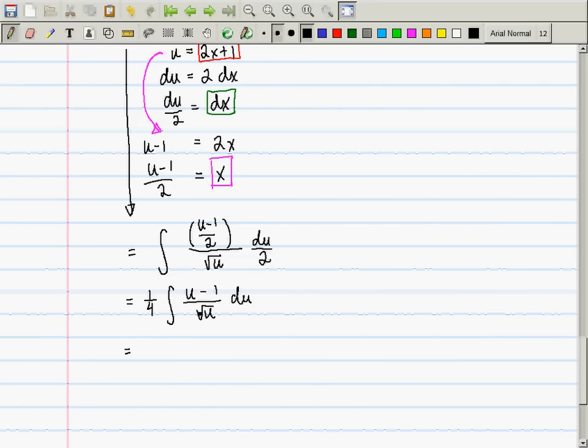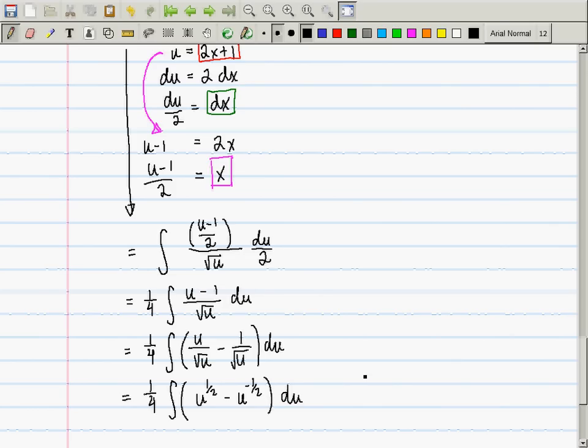So now what? No, we don't want to do that yet. Ah, this can be algebraically simplified now, right? So this I can say is u over the square root of u, minus 1 over the square root of u, du. And so now this is 1/4 the antiderivative of, well, u divided by the square root of u, that's the square root of u, which I'll write as u to the 1/2. And then 1 over the square root of u, well, that's u to what fractional exponent? U to the negative 1/2.